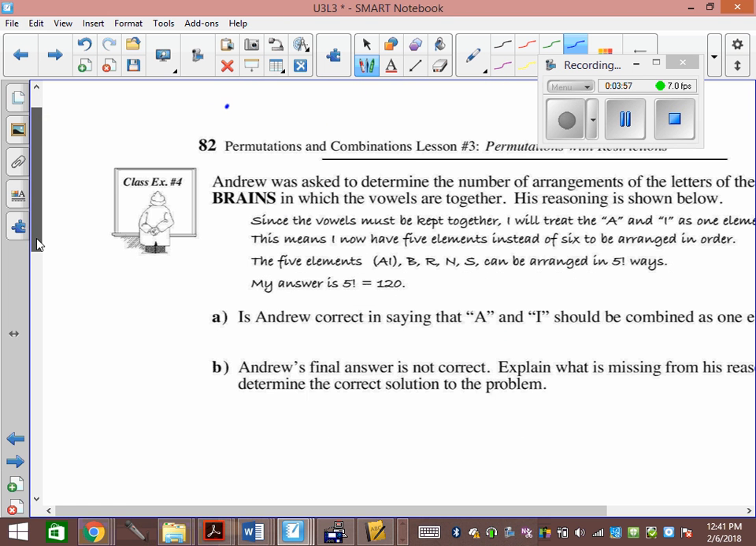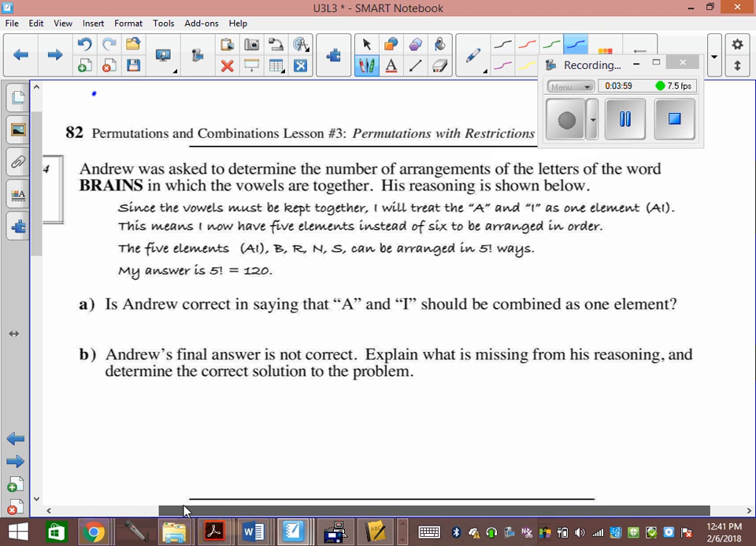All right. Andrew was asked to determine the number of arrangements of the letters of the word brains. So we have to decide first, are there any doubling letters in brains? No. B-R-A-I-N-S. 6 letters, all different. In which the vowels are together. His reasoning is shown below.